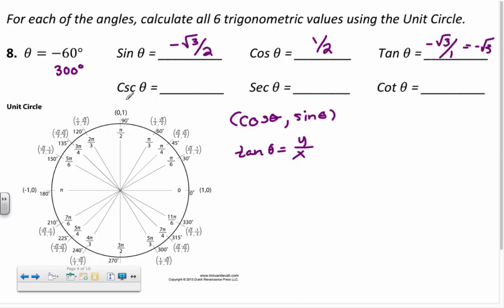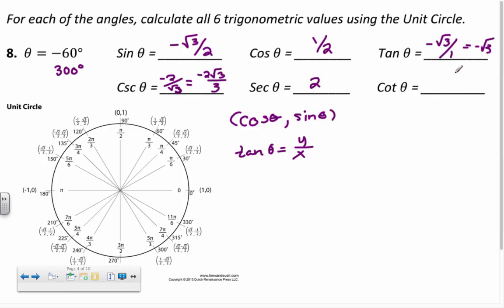Then I'm going to go ahead and find my cosecant, my secant, and my cotangent. Well, the cosecant is the inverse of the sine, so I can simply just invert that. That would be negative 2 over the square root of 3. I do need to rationalize that by multiplying the top and bottom by the square root of 3. And when I do that, I'll get negative 2 square root of 3 over 3. Oops, over 3. Yeah. Then for the secant, I can go ahead and do the reciprocal of this, and 1 over 2 becomes 2 over 1, or just 2.